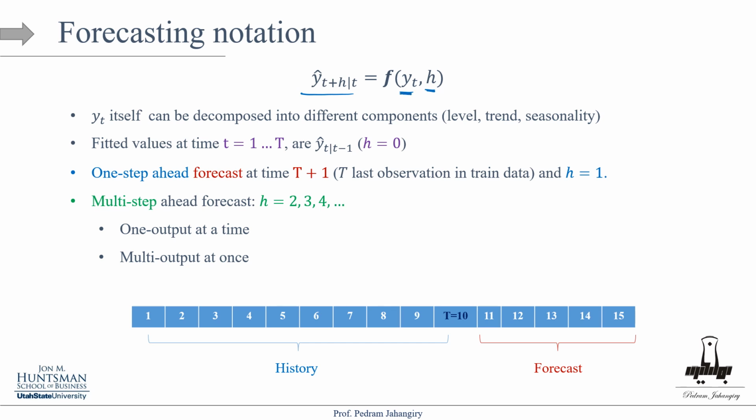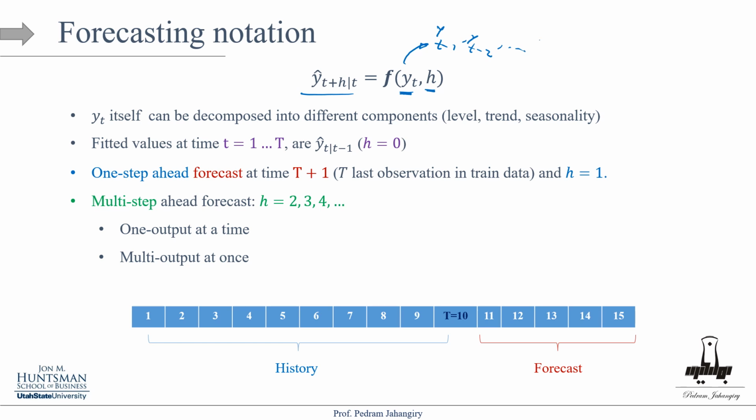And you can decompose this YT, right? You can decompose it into, for example, trend and seasonality. You can even include some lag values as well. So when you see YT here, just for simplicity I only put YT, but be aware it can be anything. It can be lag values, YT minus 1, YT minus 2, etc.